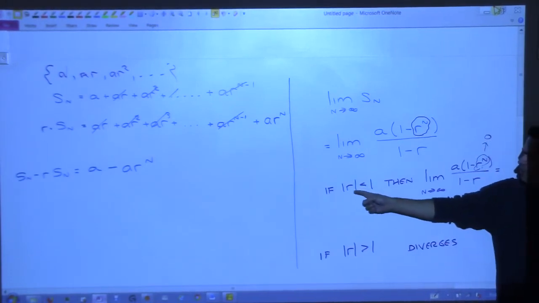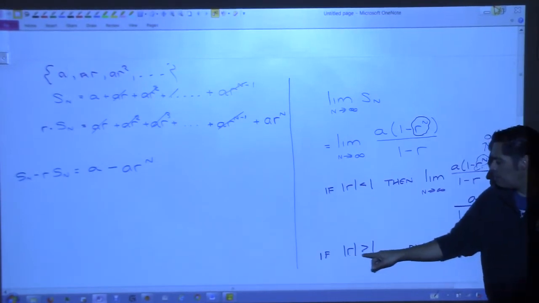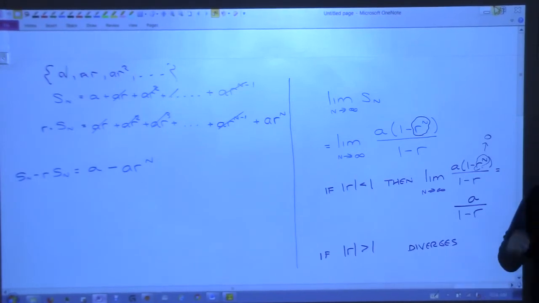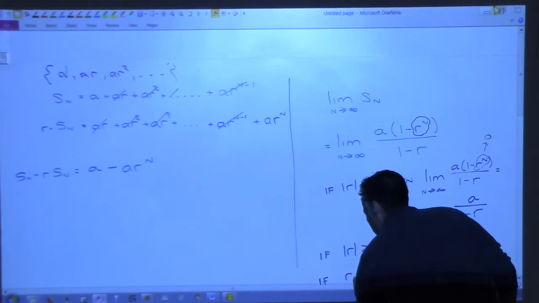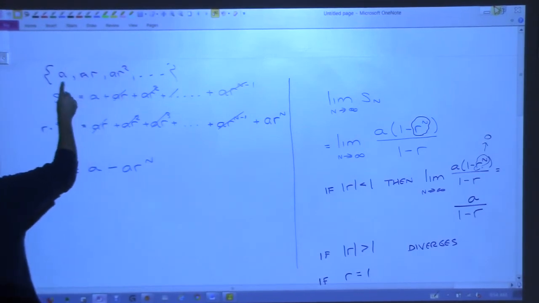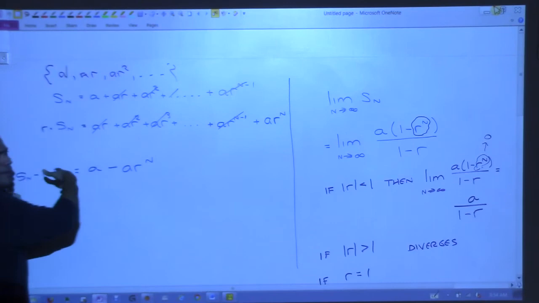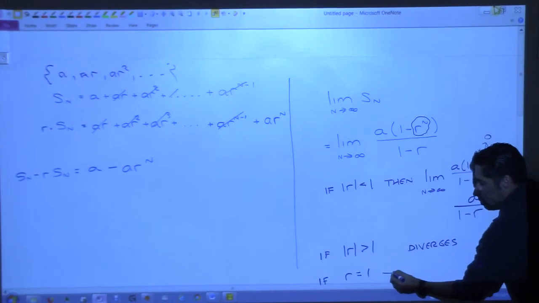So if the absolute value of r is less than 1, we're going to converge to this. Remember I said that with geometric, we're actually going to be able to find what the sum is? That's the formula for it. Now, if the absolute value of r is bigger than 1, it's going to diverge. Now, what if r is 1? What would our sequence look like again? If r was 1, we would have a, and that would diverge also, wouldn't it? Adding those up forever. So that would diverge.